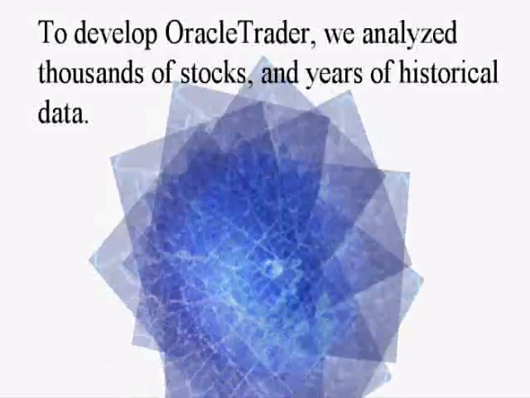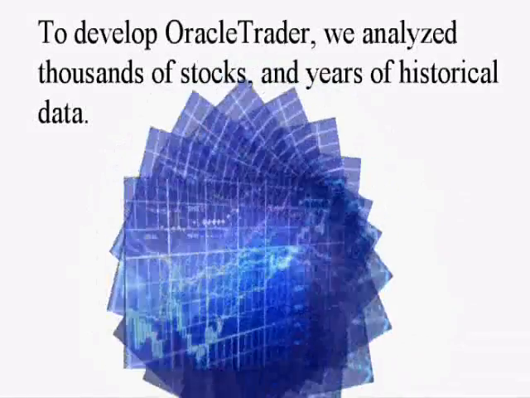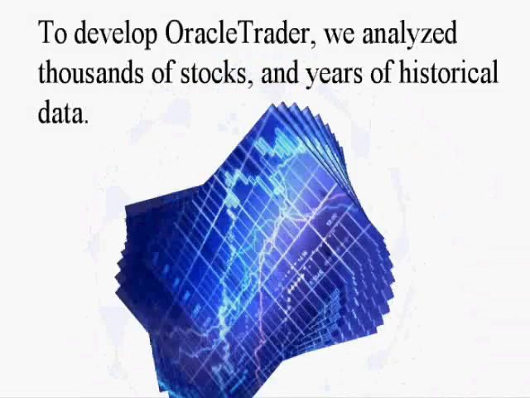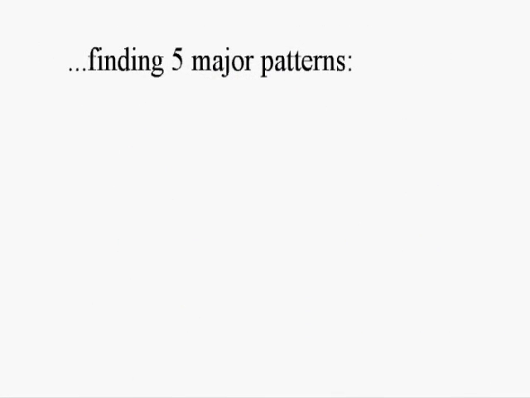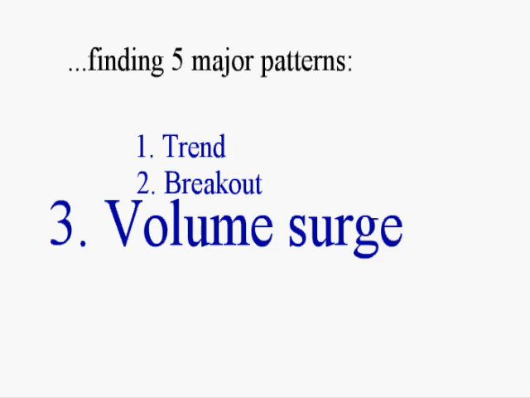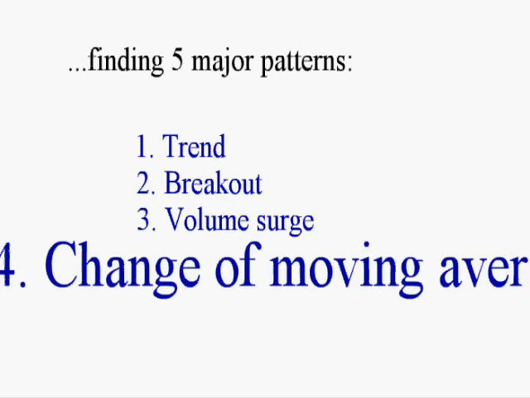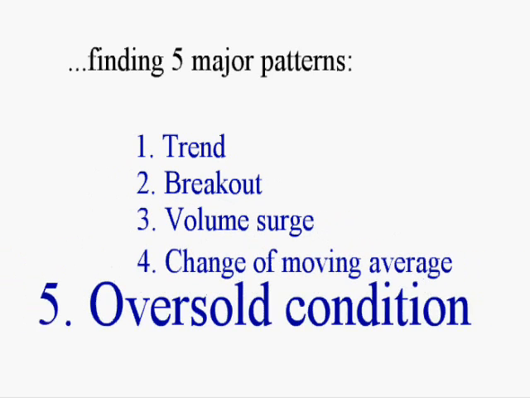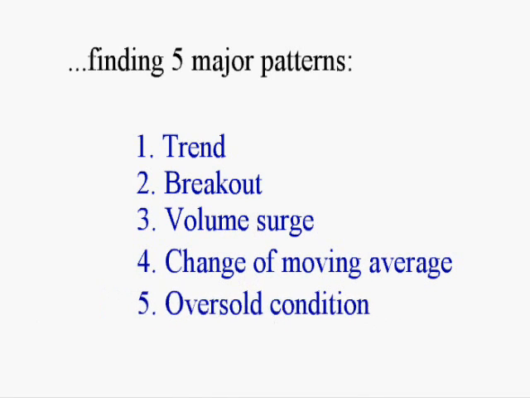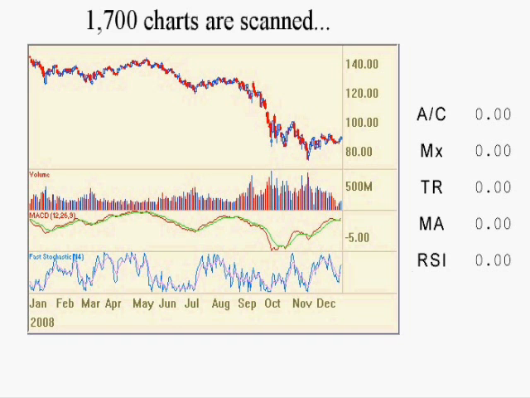So the way we developed Oracle is we analyzed thousands of stocks in years of historical data. The result that we found is that there are 5 major patterns in a stock chart. And that's trend, breakout, volume surge, change of moving average, and oversold condition. Now we'll cover these in some other demonstration, but for now, these are the important indicators of a stock.